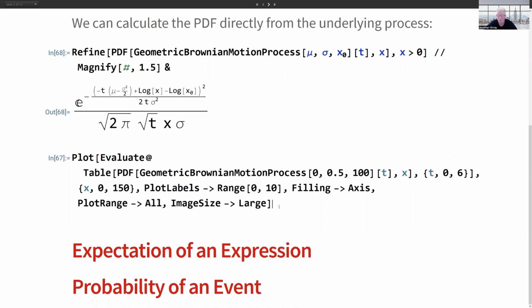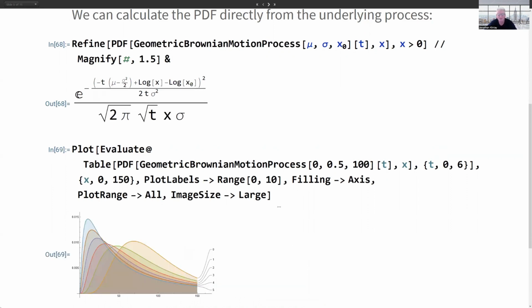Here, for example, with parameters mu equals 0, sigma equals 0.5, and a starting value x0 of 100. And we'll look at how that PDF evolves over time from t equals 0 to t equals 5. As we do that, we see that the mean of the process shifts downwards and the standard deviation increases with the square root of time.